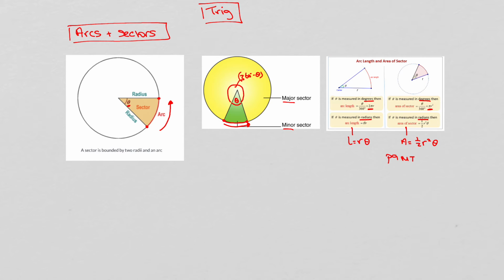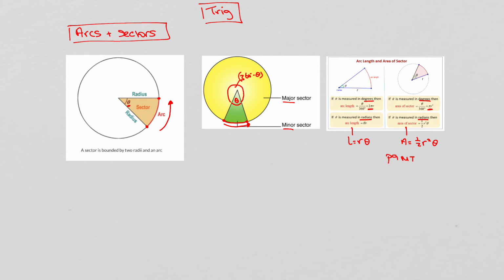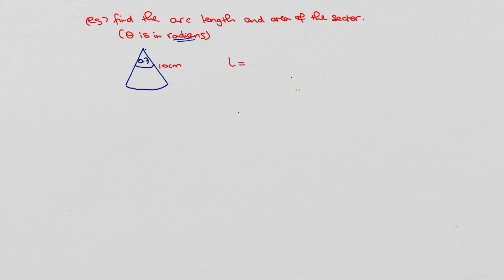So let's have a look at some nice, easy examples first, and then we'll do a little bit more complex one. So we're asked to find the arc length and the area of the sector, and what we'd have to highlight here is the fact that theta is given to us in radians. So if we're looking for the arc length, well, we write down our formula first. So because it's in radians, if we go back, we can see that when it's in radians, the arc length is given by L is equal to r theta.